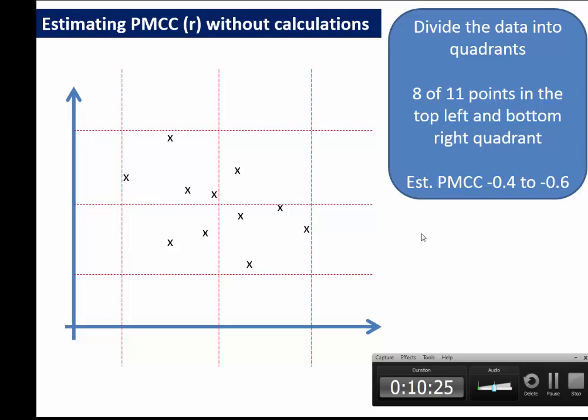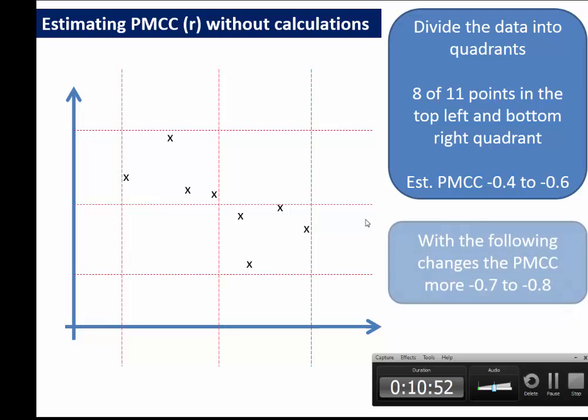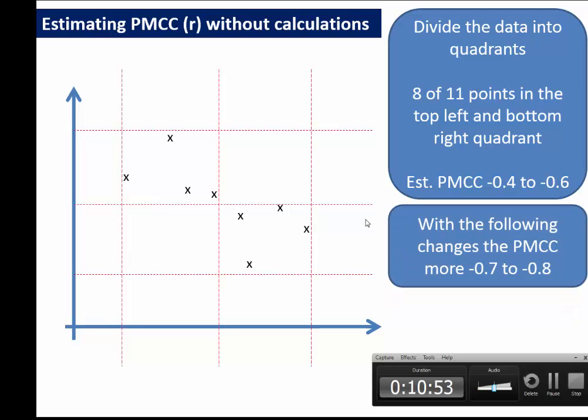Now, a few points are removed. So these 3 points are removed. What would you estimate the correlation to be now? Because there are less points, there are 8 points, and they're all either in the top left or bottom right, we'd now say the correlation is still negative, but the magnitude's increased. So anything we can say from minus 0.7 to minus 0.8.